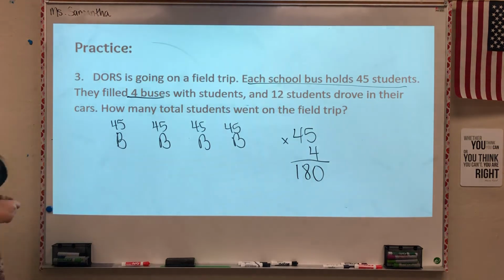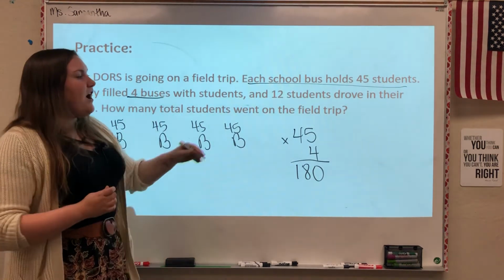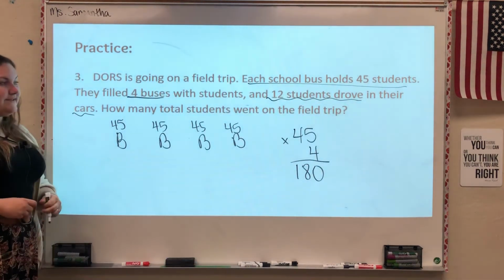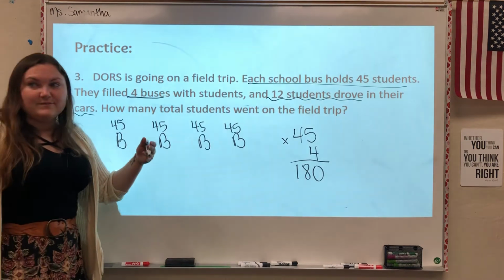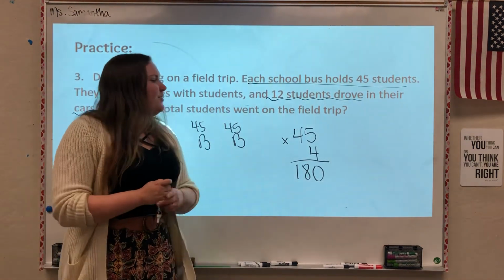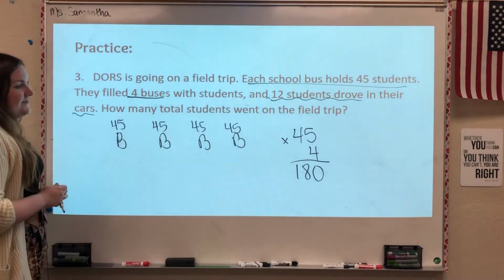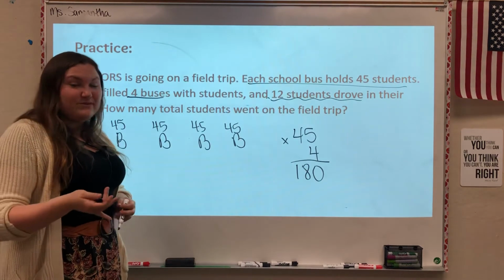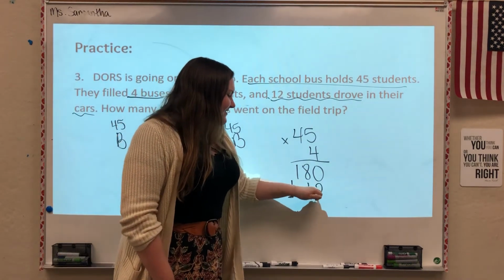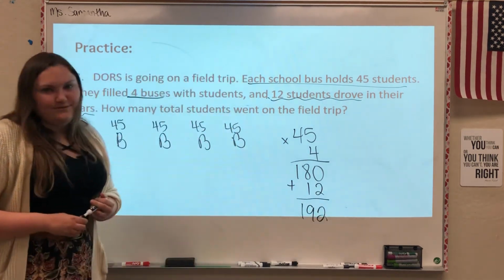But they told us something else. 180 students went on the buses, but they also told us 12 students drove in their cars. And we're trying to find how many total students went on this field trip. Well, 180 went in the buses. We still need to include these 12 students in their cars. So since it's an extra 12 students and we're trying to find the total, I would want to add in that 12 for our final answer of 192 students.